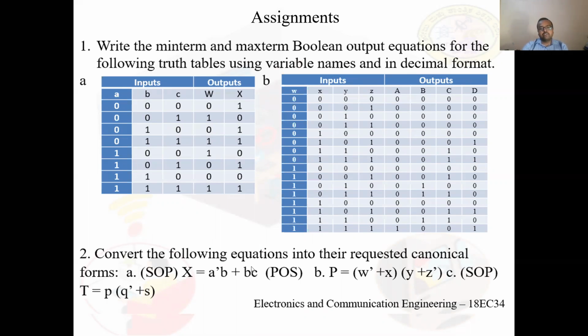Second question, convert the following equations into their requested canonical forms. The first one is given as SOP form. You need to convert it into canonical SOP. Similarly, the second one is given as POS. You need to convert it into canonical POS. The third one is again given as SOP form. Convert it into equivalent canonical POS form.